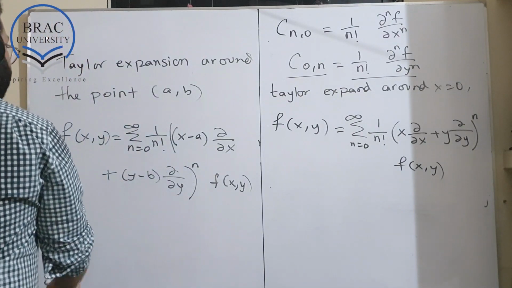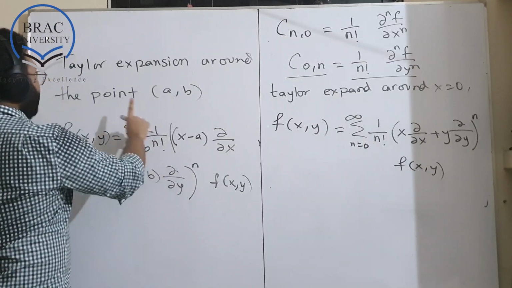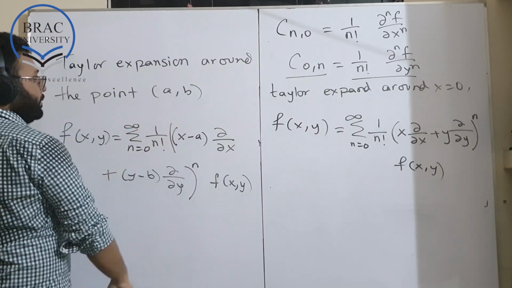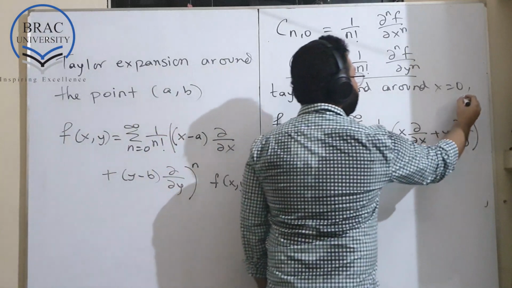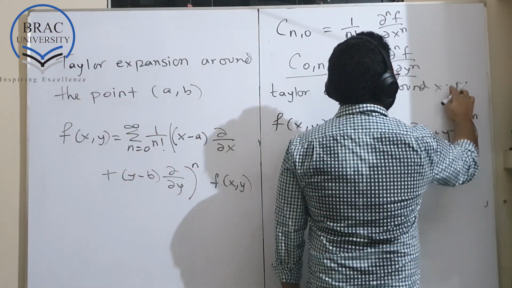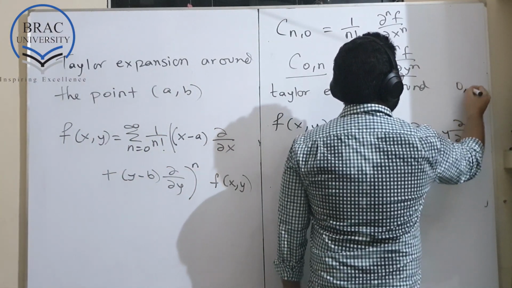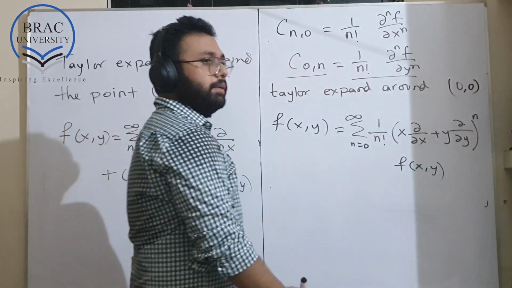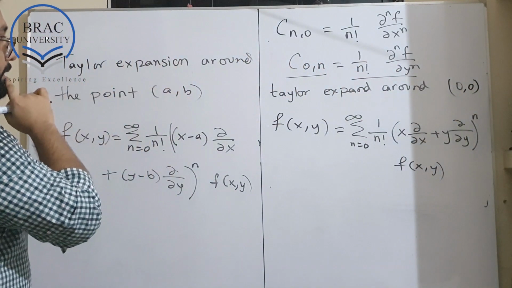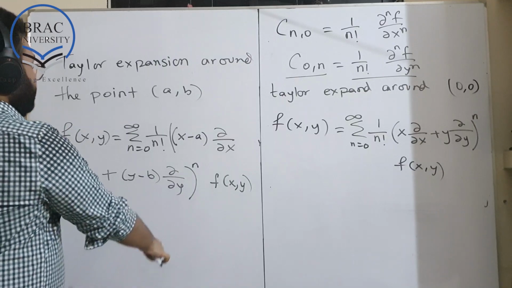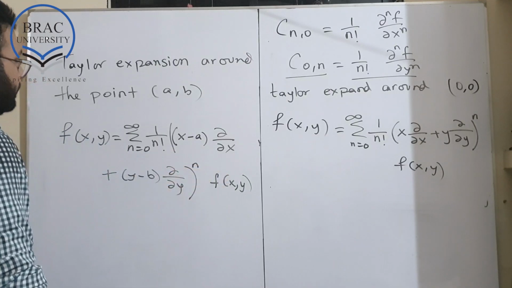So this is now the Taylor expansion around the point a comma b. The point here should be 0 comma 0 because we have a two variable thing. And yes, this is the Taylor expansion.